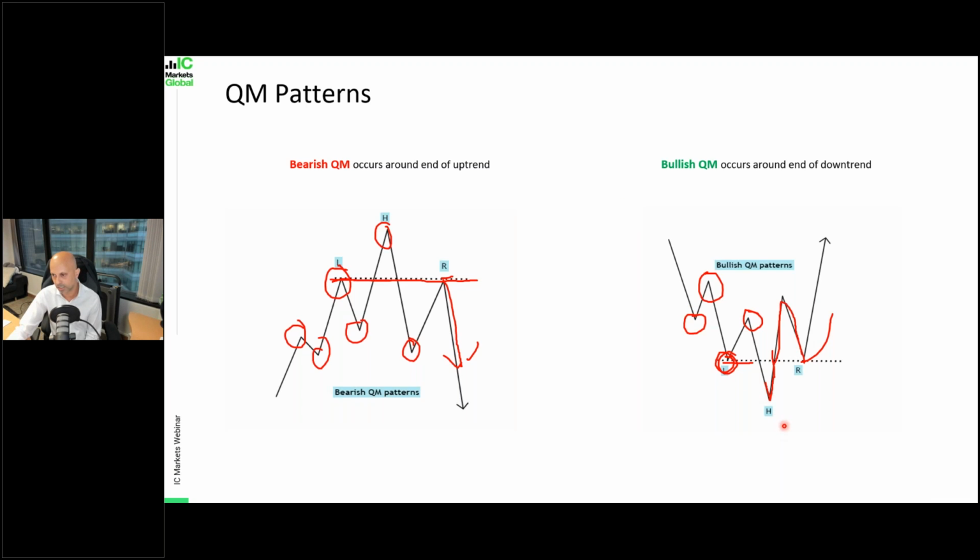So you can see the market structure has been broken, the series of lower highs and lower lows has been broken. And then as the price structure pulls back and bounces off this neckline, that's when we get the confirmation.